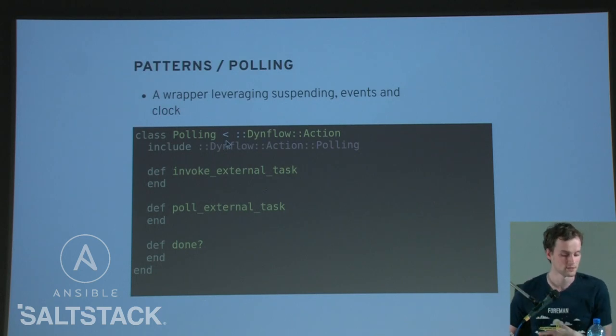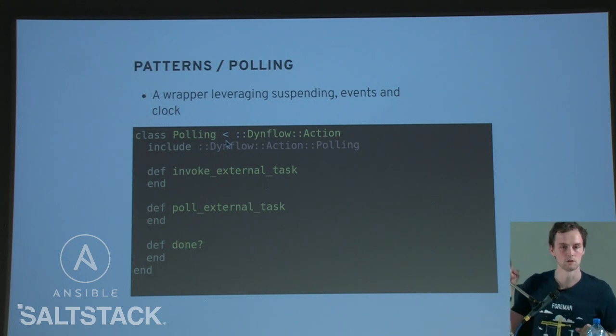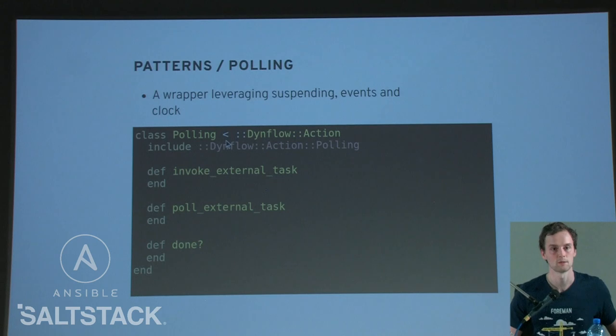The first one is invoke external task, which is used for kicking off the thing you are waiting for. And then Dynflow will call the pull external task for you. And what you do in there, it's up to you. For example, when we did this, we used invoke external task to call to the external service. Then we used pull external task to ask the external service, hey, what's the status?